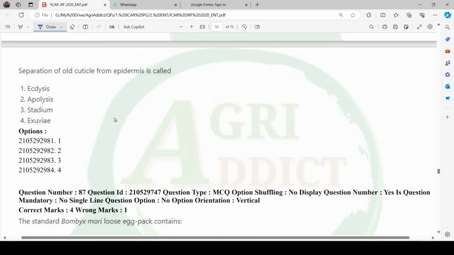Separation of old cuticle from epidermis is known as apolysis. The overall process is known as ecdysis or molting, like separation of the old cuticle, then formation of new cuticle. This overall process as a whole is ecdysis or molting, but the first step, that is separation of the old cuticle, is particularly known as apolysis. Okay.